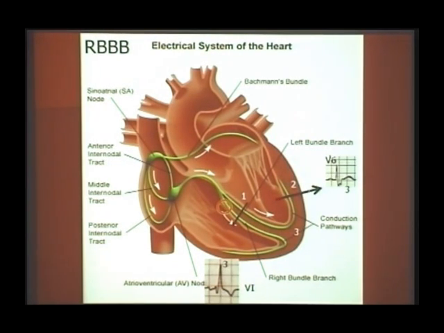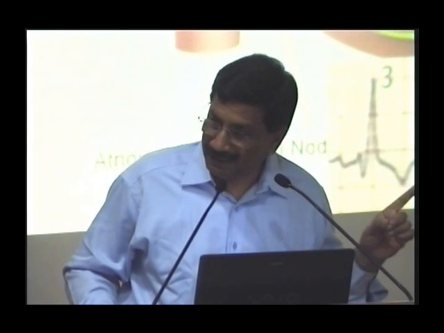So vector number 2 will be activating the left ventricle, resulting in a positive wave in V5, V6 and a negative wave in V1. This is vector number 2, which is a normal left ventricular activation. But normally at this point, your right ventricle should also be activated simultaneously. Here, because the right ventricle is blocked, when the left ventricle is getting activated, the right ventricle is not activated at this moment. The right ventricle is not depolarized yet.